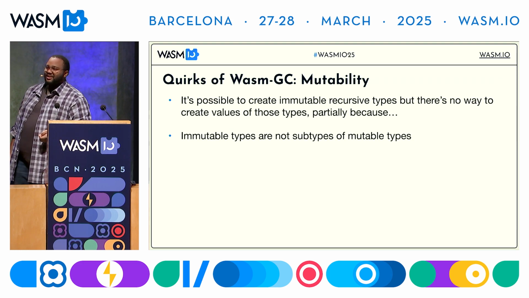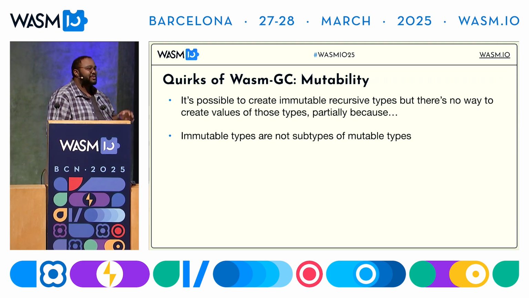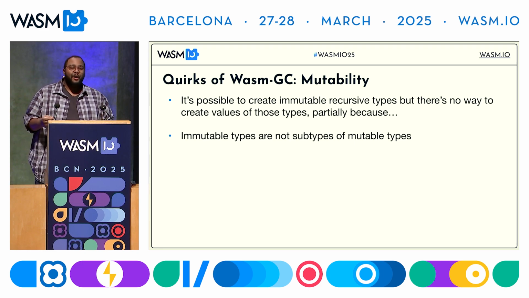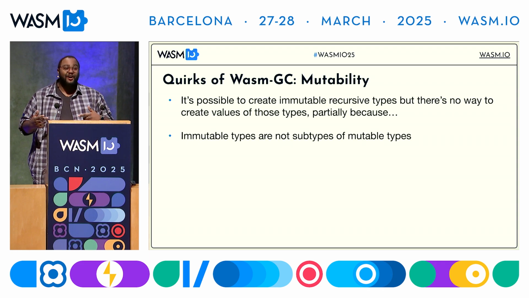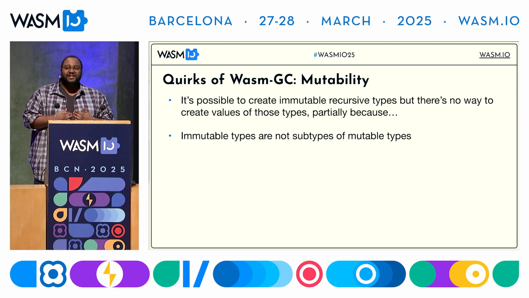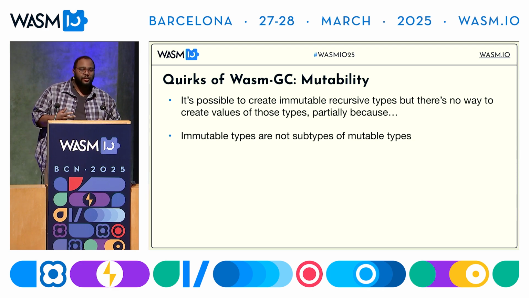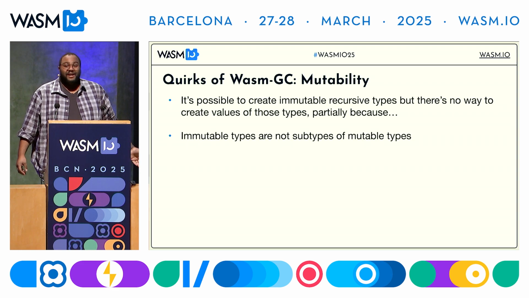Next is mutability. The funny thing here is with the type system, I didn't go into creating recursive types, but you totally can create mutable recursive types, but there's no way to create those values. And a part of that reason is that immutable types are not subtypes of mutable types, which you would think, like, okay, if I'm expecting an immutable array, and you pass me a mutable one and just tell me, hey, it's immutable, you can't write to it, that's probably fine. But from an optimizer's perspective, that's not great. You get into really weird situations of, oh, well, sometimes this actually is written to, and sometimes it's not. So it's not a subtype.